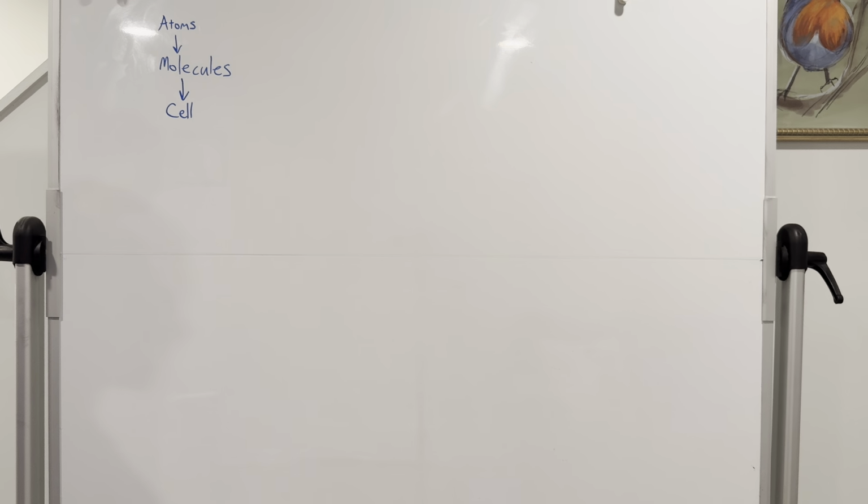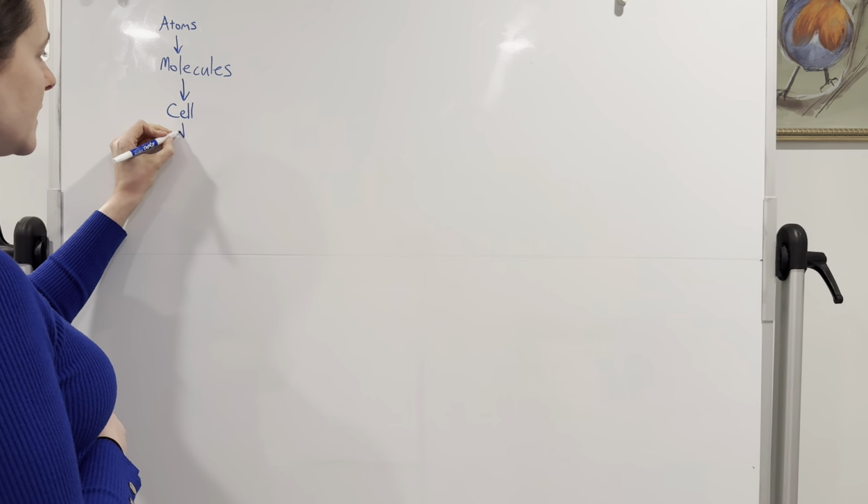Okay, so a cell is the smallest unit of life. So you can have a living thing that's only one cell. Humans are many, many cells, right? So not humans, but certain things can just be one cell. So smallest unit of life. Those come together to make different tissues.